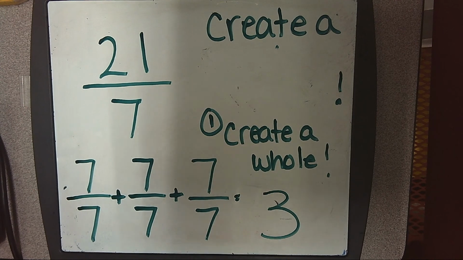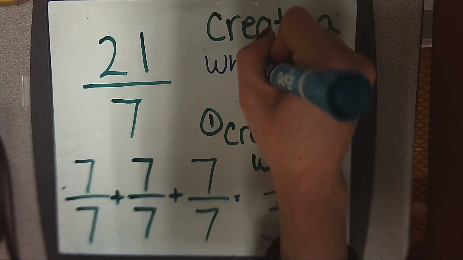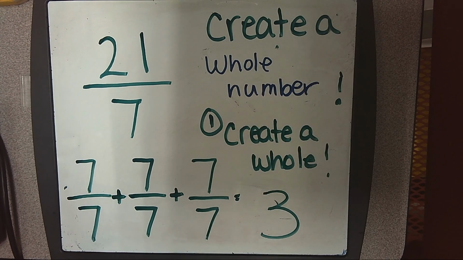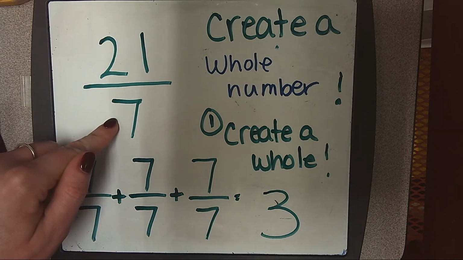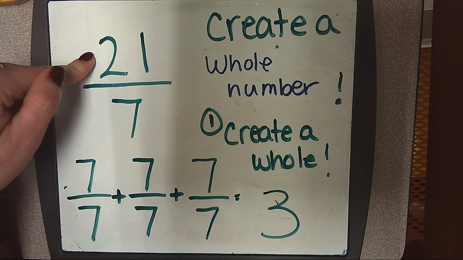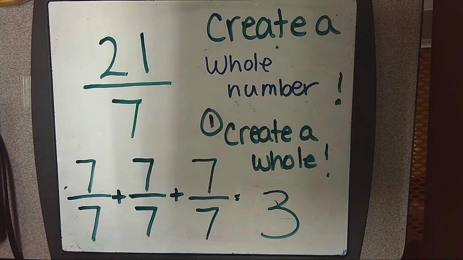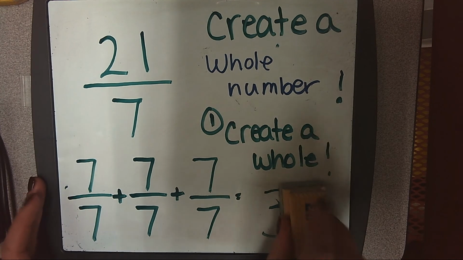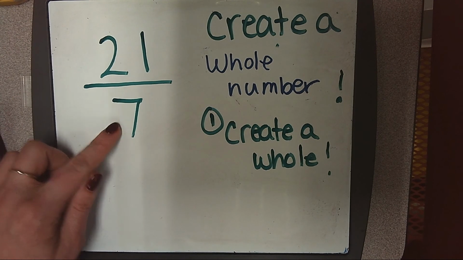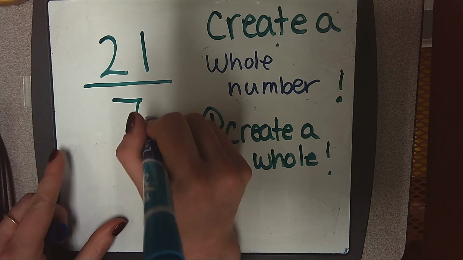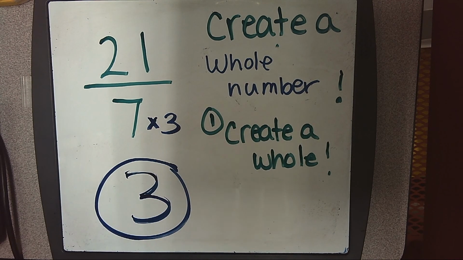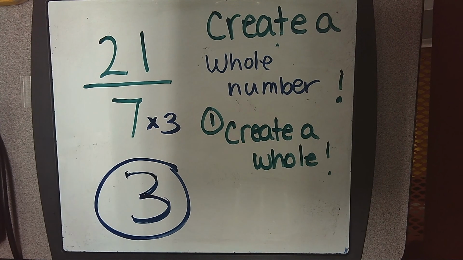So that might happen sometimes. You might be able to create a whole number instead of a mixed number. So it's important to be aware that may happen, especially a trick is to look at the denominator. If the numerator is a multiple of the denominator, you'll create a whole number. So if you know your multiplication facts, you could think in your head, what times 7 gives me 21? Well, 7 times 3 equals 21, so 3 is the whole number that I can create instead of this fraction.